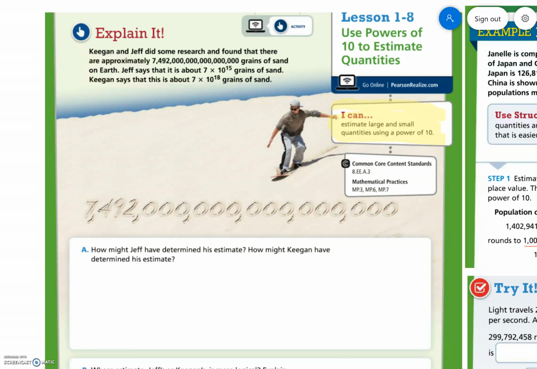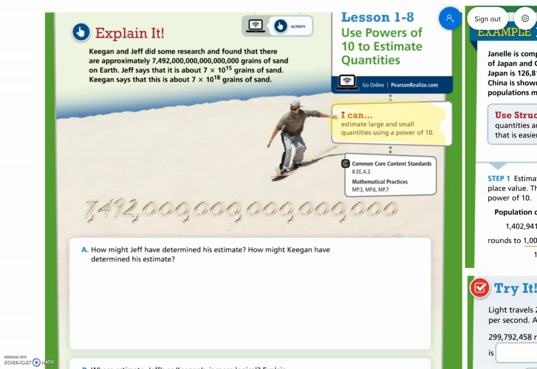Keegan and Jeff did some research and found that there are approximately, wow, that's a big number, of grains of sand on Earth. Jeff says it's about 7 times 10 to the 15 grains of sand. Keegan says that it's about 7 times 10 to the 18th grains of sand. How might Jeff have determined his estimate? How might Keegan have determined his estimate?